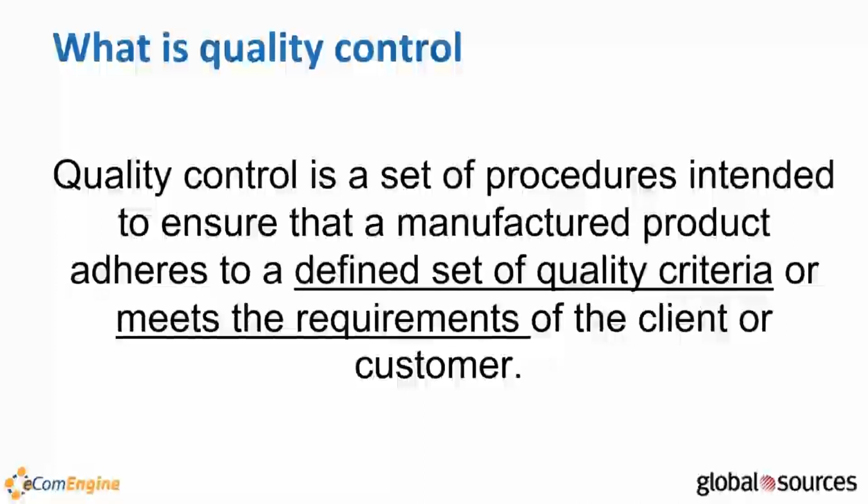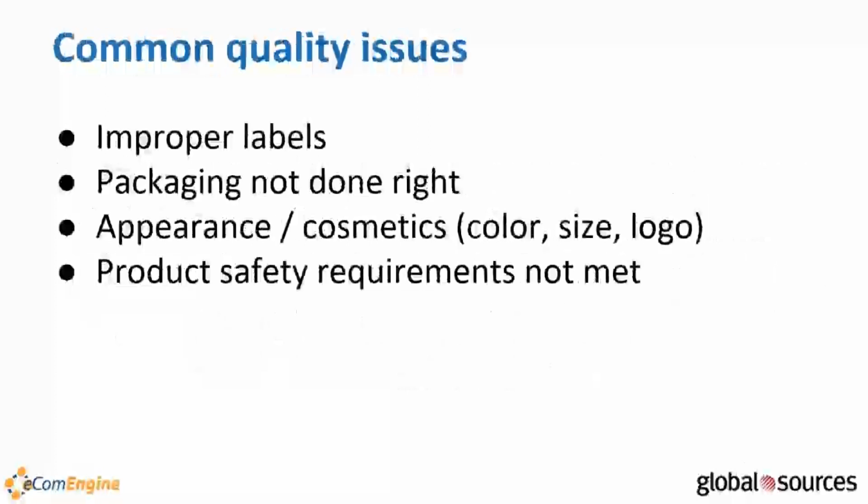Okay, so let's take a look at the common quality problems sellers can expect to face when they're sourcing from China. The most common problem I've seen over the years is improper labels. The mistake can be as simple as a spelling error on a label, and it can be a missing piece of important information that is required by regulation.